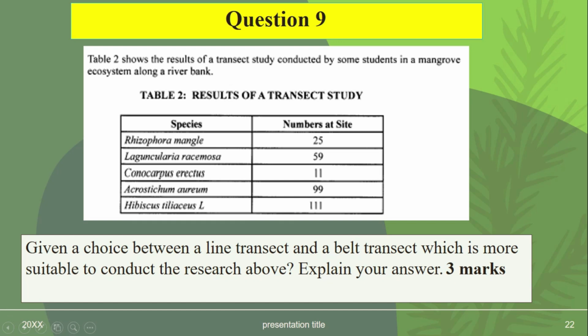All right, so basically here, the study that was done using the transect method for estimated population size gives the number of each individual that is present. So that's quite detailed, right? So the question says, given a choice between a line transect and a belt transect, which is more suitable to conduct the research above? Explain your answer. 3 marks.